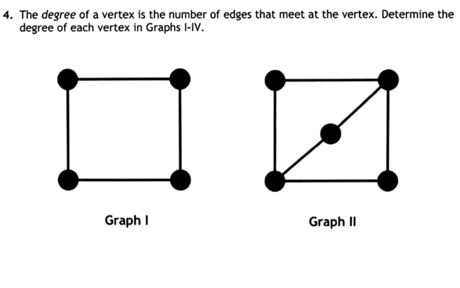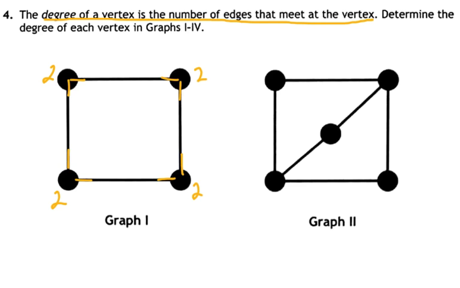Question 4 says the degree of each vertex is the number of edges that meets at that vertex. So we'll look at all 4 graphs and we'll identify how many edges meet at each vertex. So for graph number 1, we have 2 edges that meet there, and you should notice that 2 edges meet at each vertex.